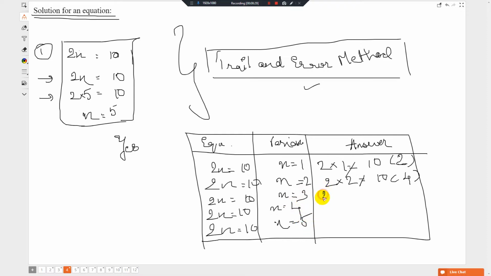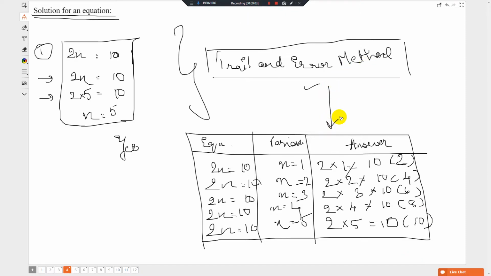Now n is 3, 2 into 3 is not equal to 10, which gives 6. And here 2 into 4 is not equal to 10, which gives 8. And here 2 into 5 gives 10, which is 10 only. So this is the method we do for the trial and error method. We do it in columns actually.